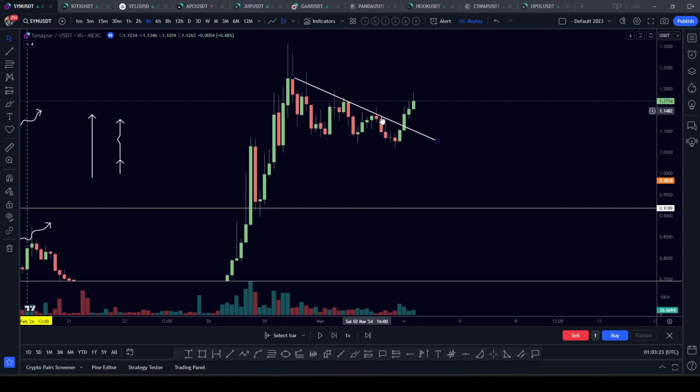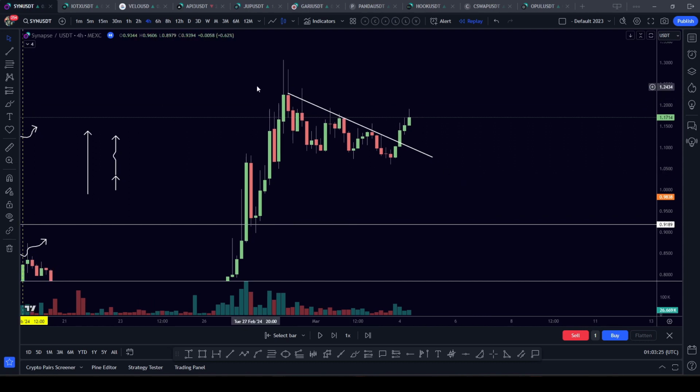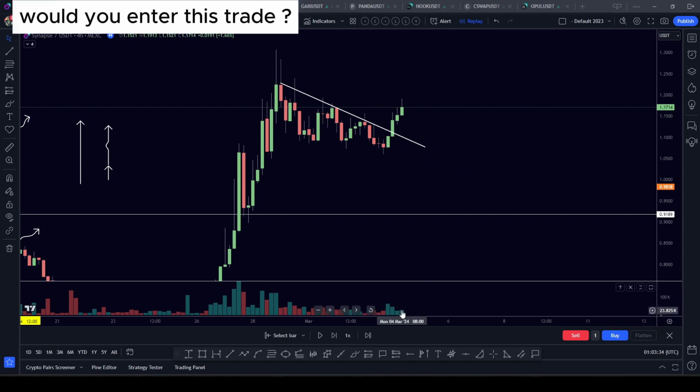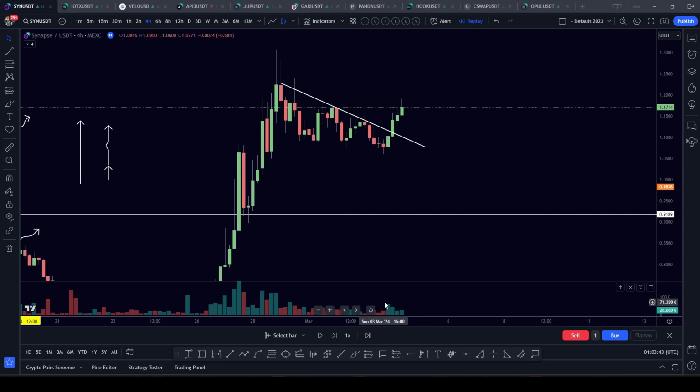Now let's say you just saw this coin and you're charting it out. You have your trend line. You see that the price action's going up. However, volume, this segment, is starting to come down. Would you enter this trade? This is showing divergence. It's different. This is going up. This is coming down.